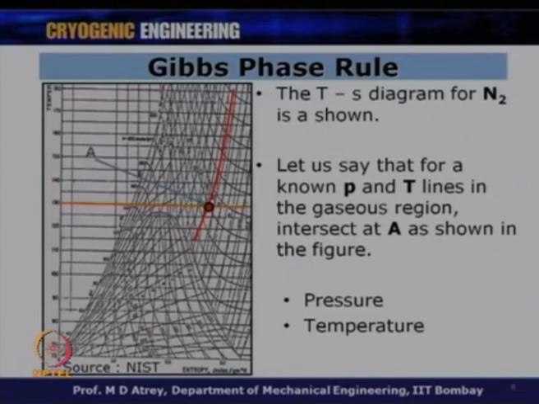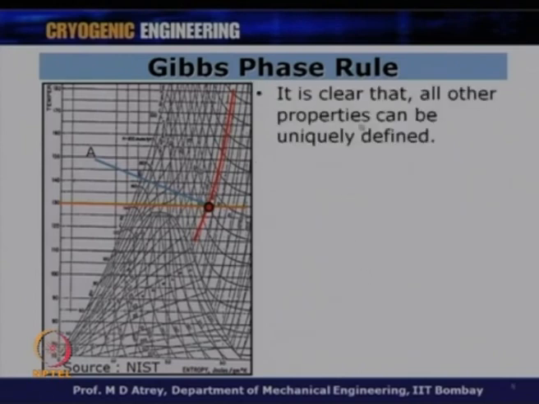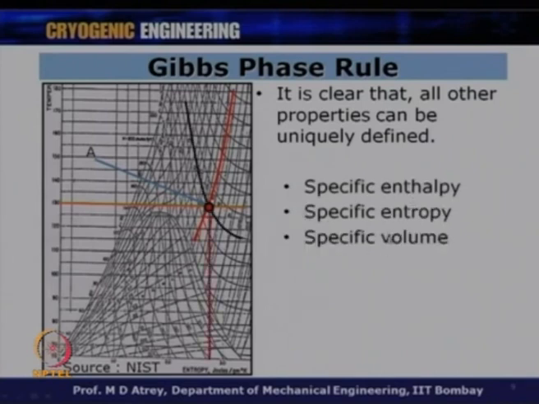What do I need to know here? In order to locate this point A, I need to know pressure and temperature. If I know these 2 properties, the intersection is a unique point, and this defines point A. So, let us say that for known P and T lines in the gaseous region, they intersect at point A as shown. It is clear that, having known this point A, we can find all other properties of this gas component at point A, and this is a unique point now, and therefore, all the properties like specific enthalpy, specific entropy, specific volume, etc., can be located from the same diagram.